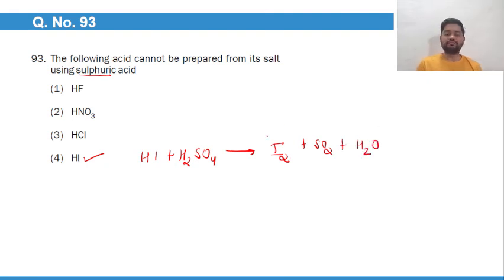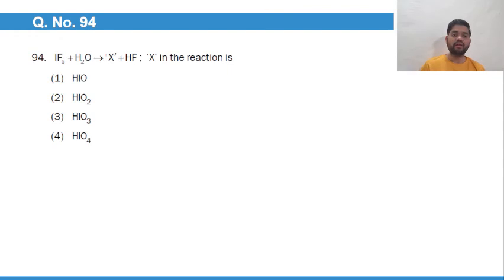I am not doing the balancing part, just giving you an idea that if you see this, only HI is the particular acid that cannot be prepared from its salt using sulfuric acid. So 93, option number 4 will be the best answer if HI is formed in the presence of H2SO4. 94. IF5 plus H2O gives X plus HF. Again a memory based question. Try to remember. Iodic acid, oh sorry, not periodic acid, iodic acid. So HIO3 will be the right answer over here.